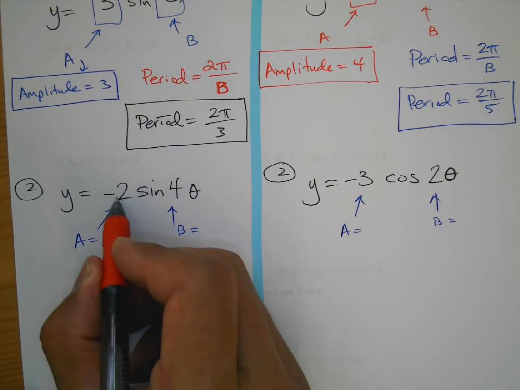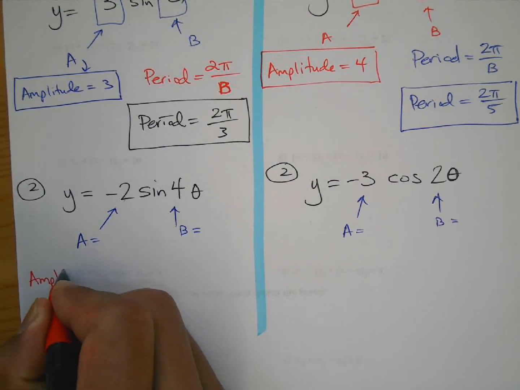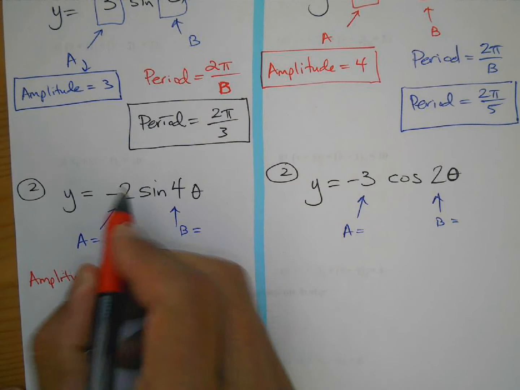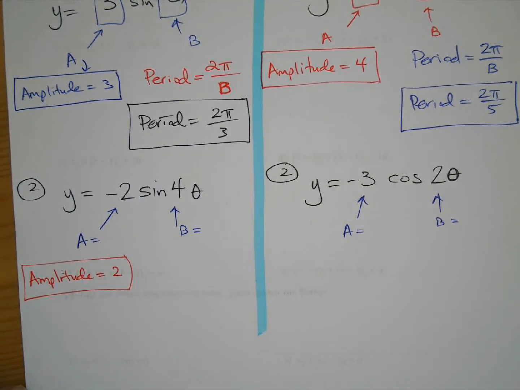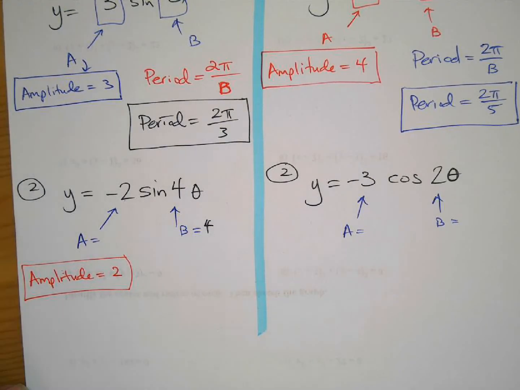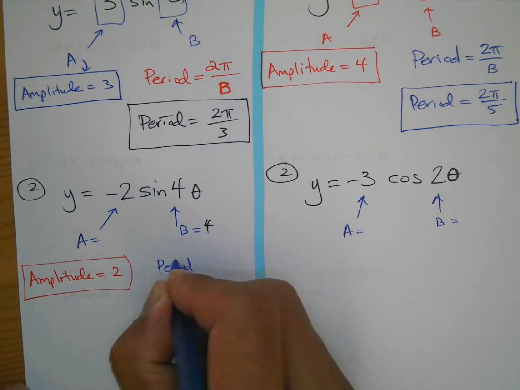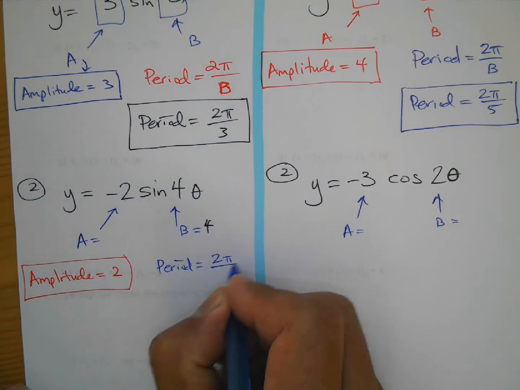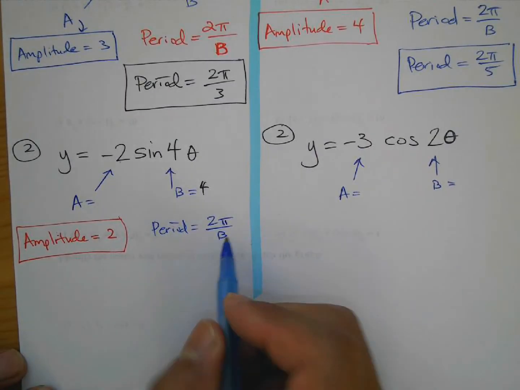This is your amplitude, but it's negative. Remember, amplitude is never going to be negative. So here my amplitude is what? Well, you take the absolute value of that. It's always positive. It's 2. And here B is 4. I know B is 4, but I need that number for that formula, right? For period. Period is equal to what? 2 pi divided by the value of b. And that means I put a 4 right there.